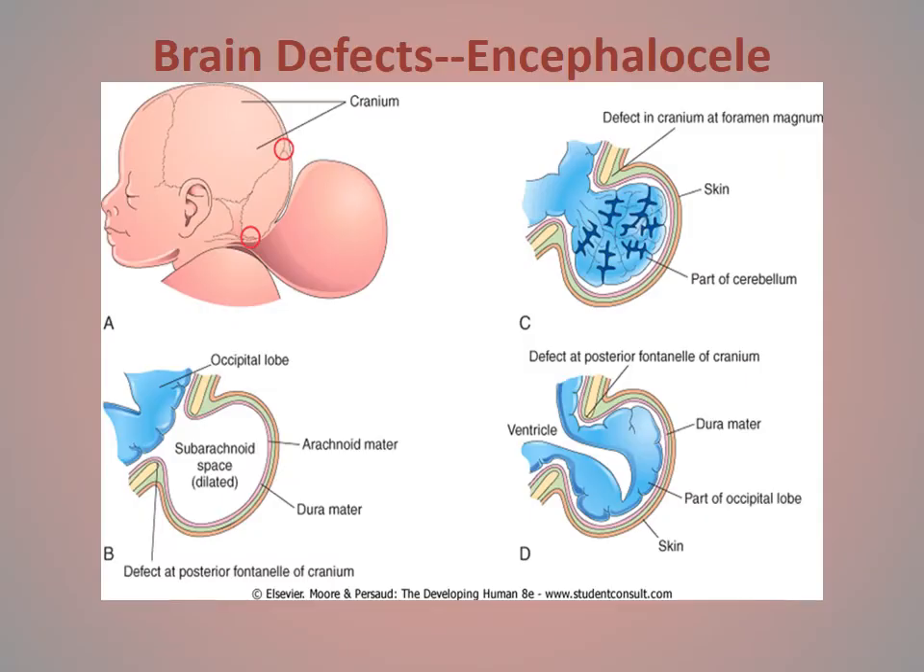Now, these are certain brain defects. So you should know the abnormal formation of these brain defects. What is the abnormality, and then discuss these brain defects.